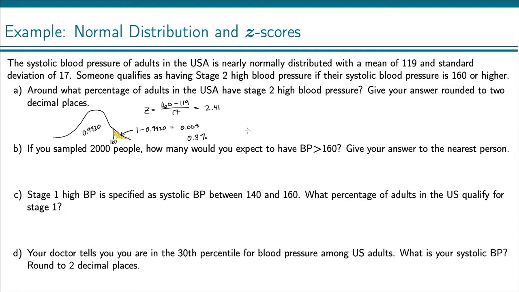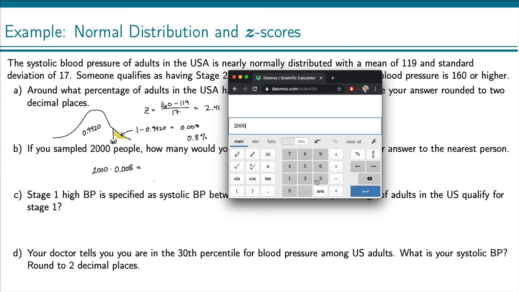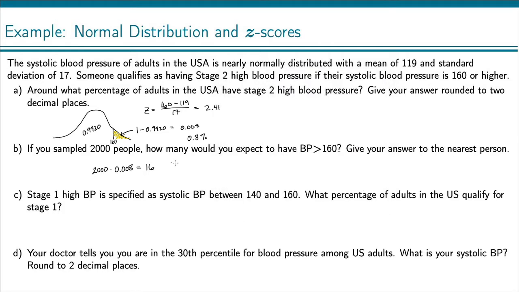For part B, if you sampled 2,000 people, how many would you expect to have blood pressure greater than 160? Well, we know the percentage of adults that have stage 2 high blood pressure, so we take that proportion and multiply it by the 2,000. We type into our calculator 2,000 times 0.008, and we get 16. So we would expect 16 people to have a blood pressure greater than 160.